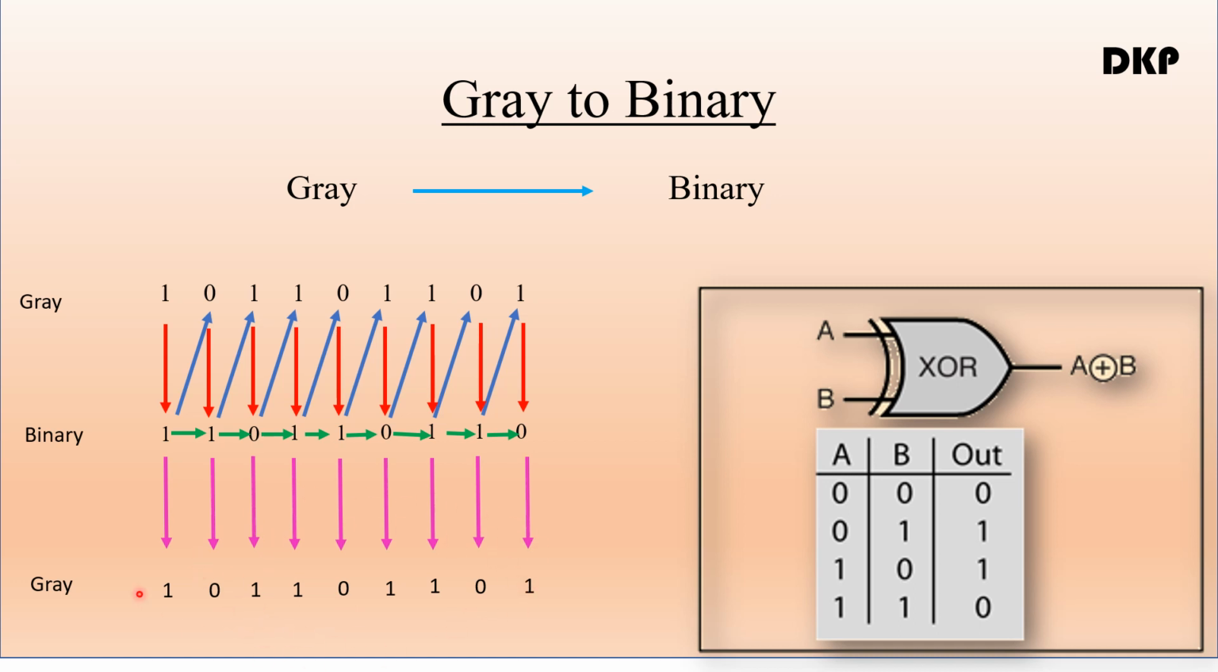So we can confirm that the binary value obtained here is the binary equivalent of the given gray code.